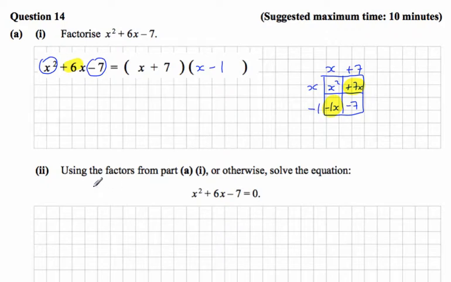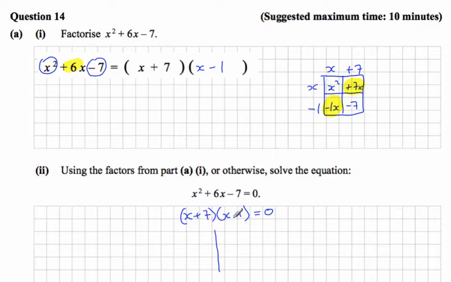Part 2 says, using the factors from part A1, or otherwise, solve the equation x squared plus 6x minus 7 is equal to 0. Well, the left side of this equation is just exactly this expression that you're asked to factorise. So we know that this becomes x plus 7, bracket x minus 1 if we factorise it, and that's equal to 0. And then we can look at the split screen.